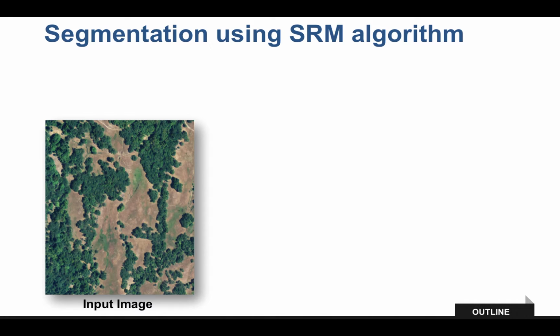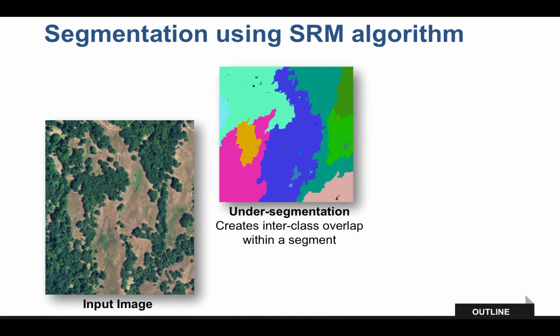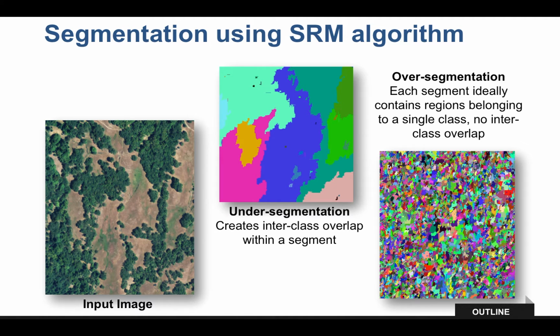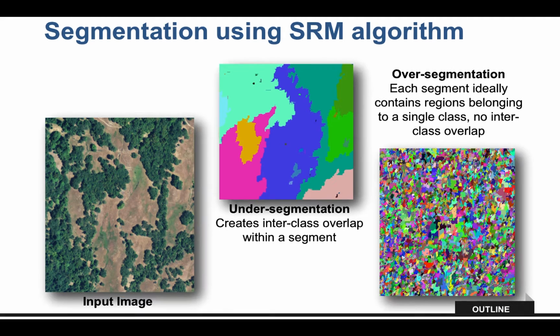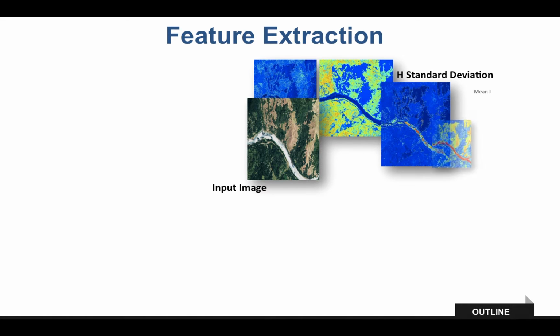Segmentation is done using the statistical region merging algorithm. Under-segmentation creates interclass overlaps, so we create an over-segmented image. Here's a list of some of the features extracted by our framework.